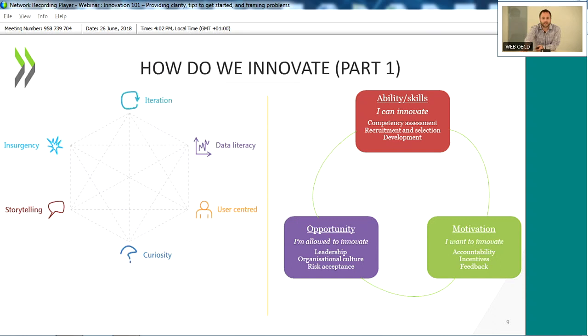Curiosity. So curiosity is about being able to ask questions and look for new ways of doing things. So you talk about horizon scanning. If you're a statistician, what are some of the cutting edge ways that people are using data to get better decisions? Are you willing and able to ask some of those tough questions? Are you willing to seek out new ways of doing things?